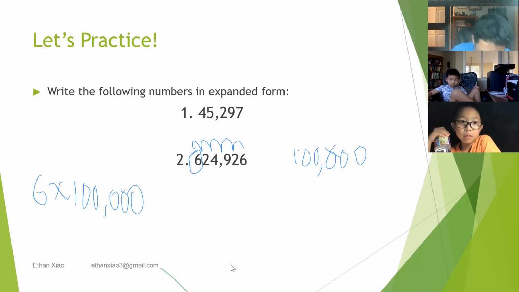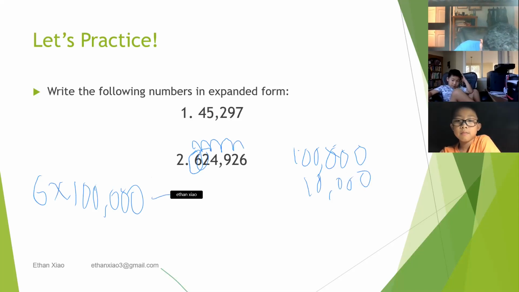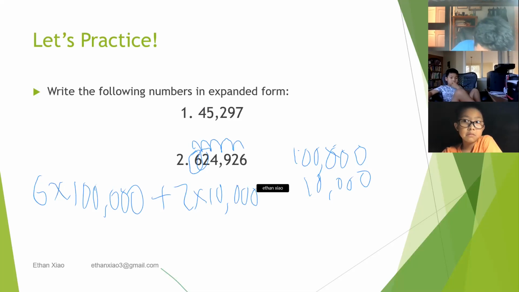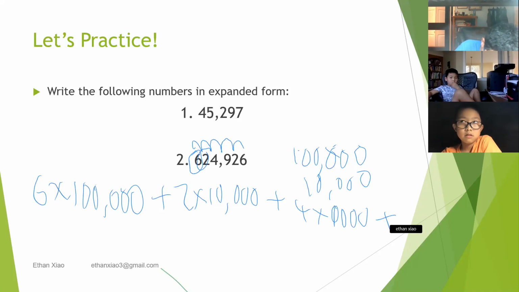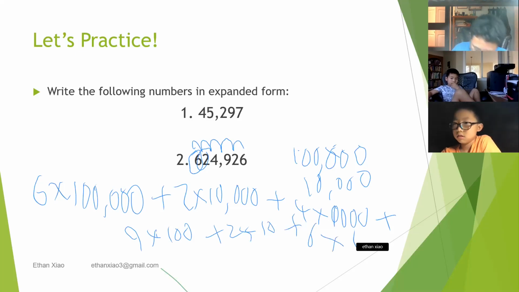Okay, and next we do the 2, which is the 10,000's place. And we do this as 20,000. Oh, I just did the same thing I was telling you guys not to do. 2 times 10,000. And then next we do 4 times 1,000 plus 9 times 100 plus 2 times 10 plus 6 times 1. You guys can check your work.